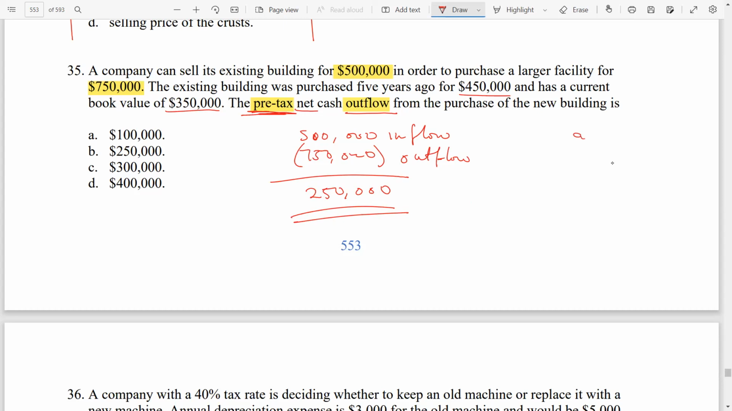The question asks for pre-tax. If we were to ask for after tax, that is when we will look at the savings we made on the sale of the unit, the current book value of the current unit, or the tax we do have to pay. That's when we consider it. But when they ask for a pre-tax, we don't consider the book value and the current value or the historical cost. So we only consider the 250,000 net outflow. So the correct answer is B, 250,000.